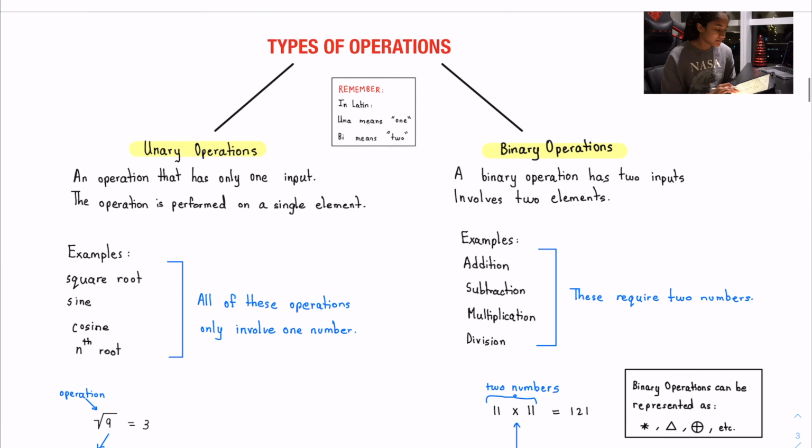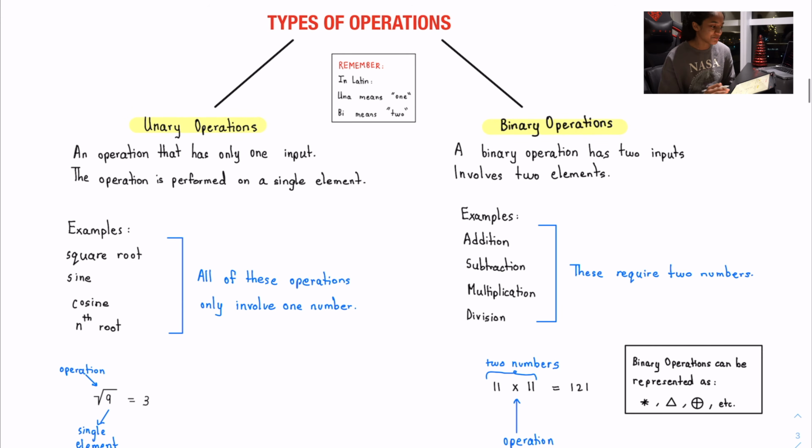But yes, speaking of that, let's actually get into the topic itself, understanding a binary operation. Before we go into binary operations, I want you to understand what a unary operation is. A unary operation is an operation that has only one input. And we all know that bi means 2, right? So binary would have 2 inputs. Unary is 1, so the operation is performed on a single element. Some examples would be the square root, the sine of a number, cosine, things like that. All of these operations only involve one number.